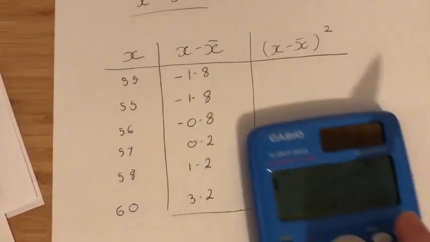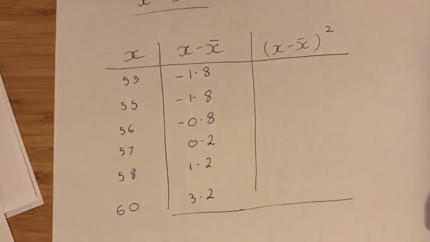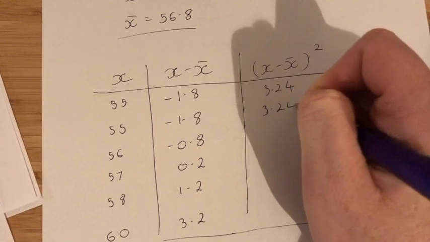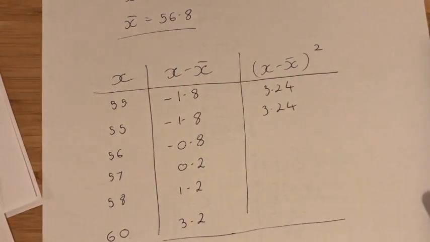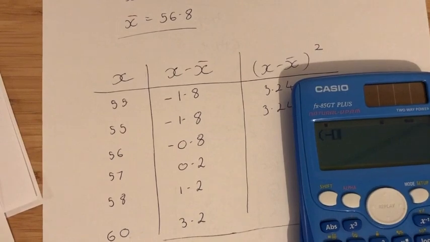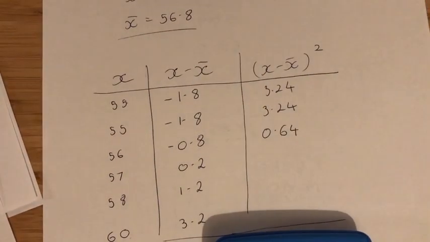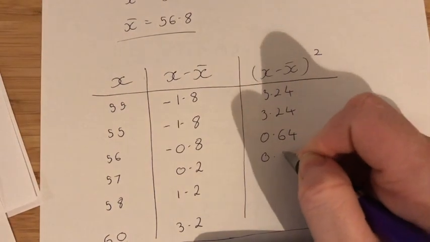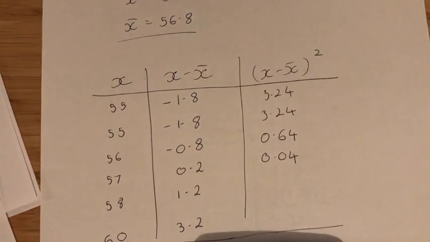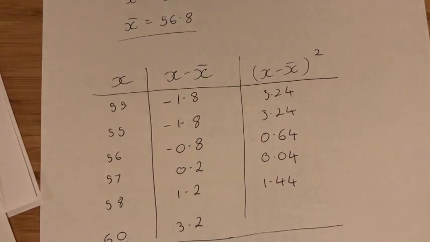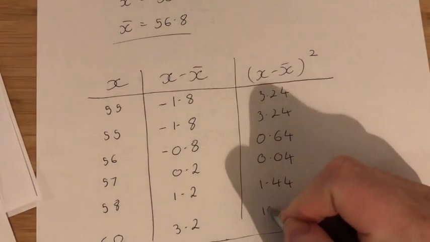Now we're going to square each of these terms. Just remember that your squaring has to be positive. So we've got 3.24, 3.24. So either put your brackets in or don't put your negative in. 0.64, 0.04, 1.44, and finally 10.24.